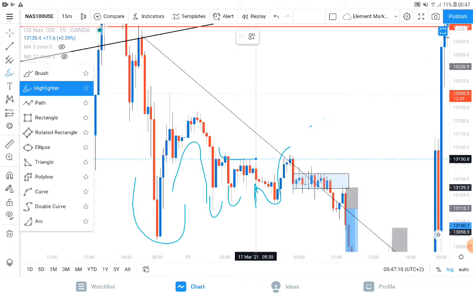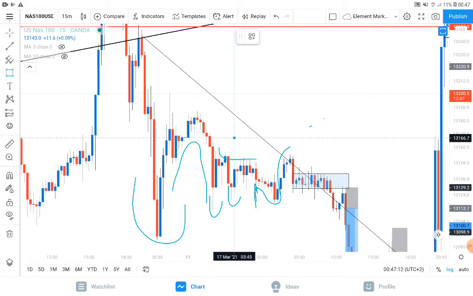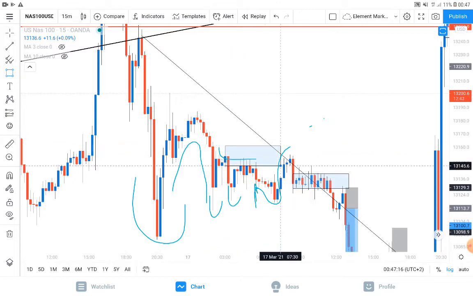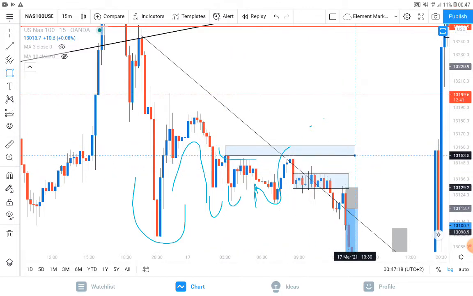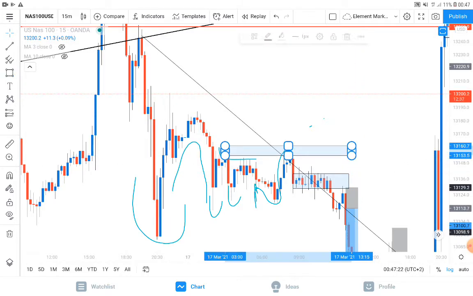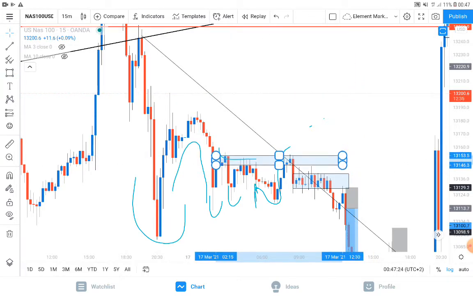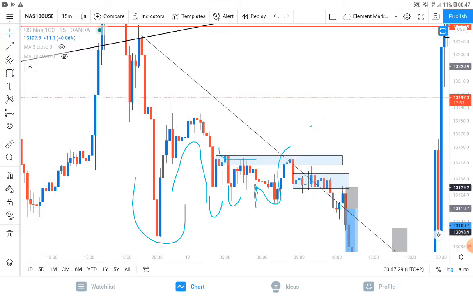Come on. I wanted it to break this level right there. So it rejected. Oh yeah, this level right here. I wanted it to break through there before I take a buy. Now it never happened. It literally rejected right onto it, and it gave a massive bearish engulfing candle.